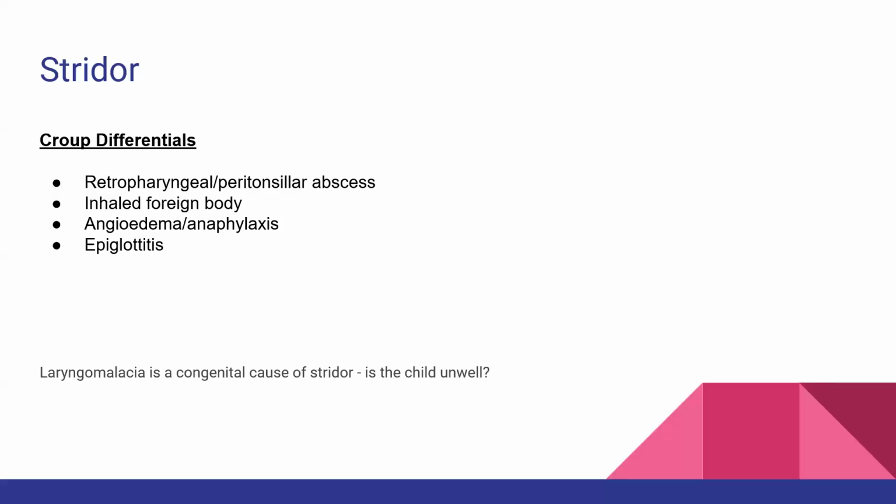So when you hear stridor, you're obviously concerned about the airway, and there are definitely some things you want to rule out, like anaphylaxis or a foreign body. Foreign body and anaphylaxis, you want to rule out straight away. And they can have a peritonsillar abscess, so that would maybe be a slower progression of disease.